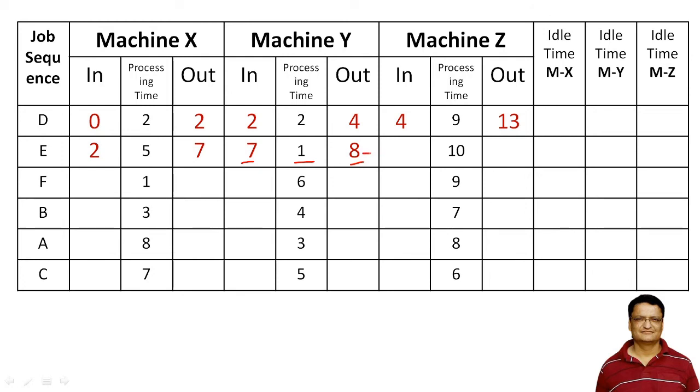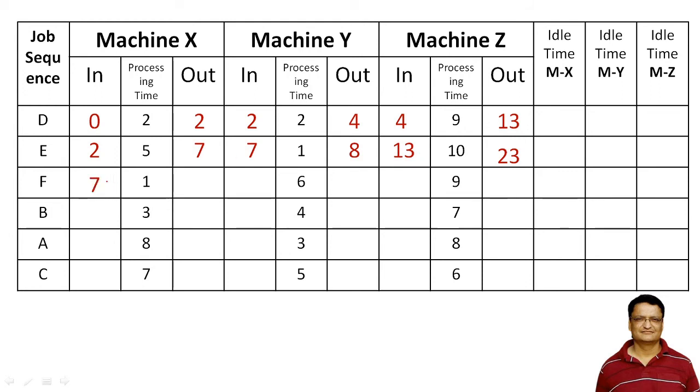Now you cannot enter this 8 value directly over here because your machine is being occupied by the job D till the 13th hour. So now the job has to wait till the 13th hour. So this 13 value we will put over here. So here we can say that the job is waiting and not the machine. Okay, so 13 plus the processing time of 10, so it will be 23 hours when job E will be out of machine Z.